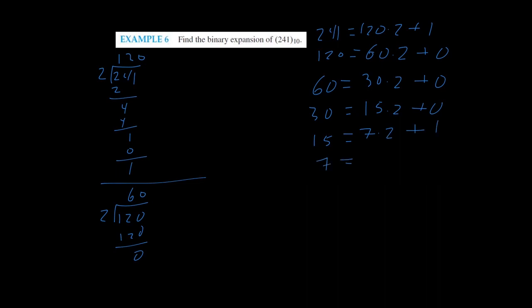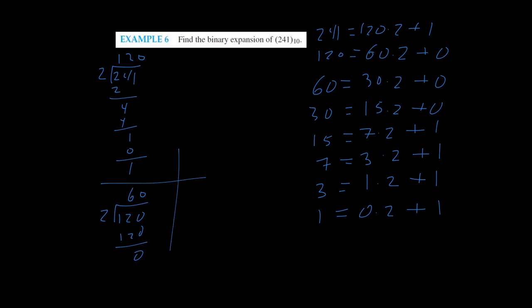7 is equal to 3 times 2 with 1 remainder. 3 is equal to 1 times 2 with 1 remainder. And 1 is equal to 0 times 2 with 1 remainder. Got a 0 quotient, that means I'm done.